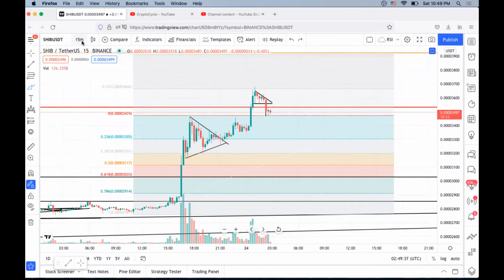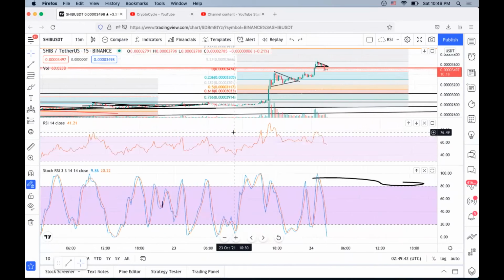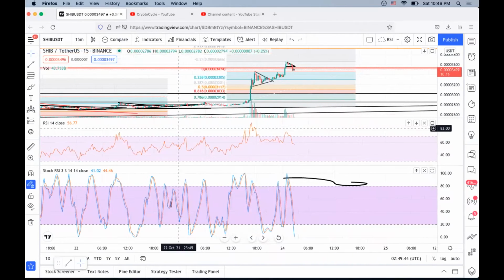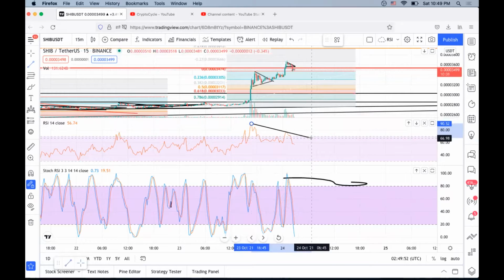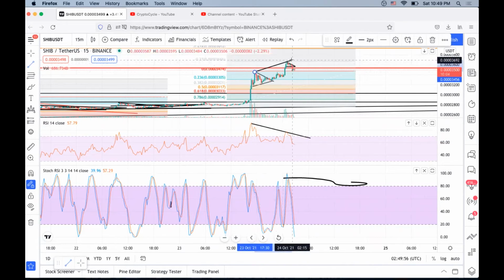All right, so over here on the 15-minute, we'll check out the RSI. As you can see right here, we actually have formed a bearish divergence. That is one reason for the drop right here. This is on the 15-minute chart, but you can see we have made lower lows on the RSI. The price chart is continuing to go up, so of course this is a bearish divergence.